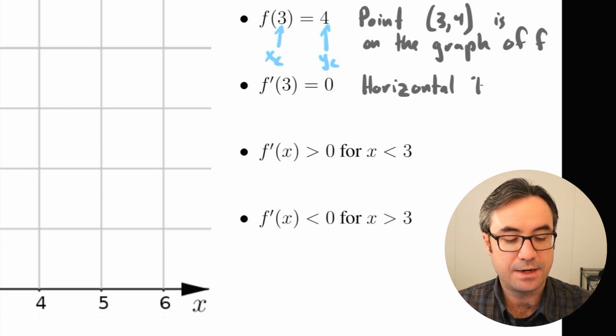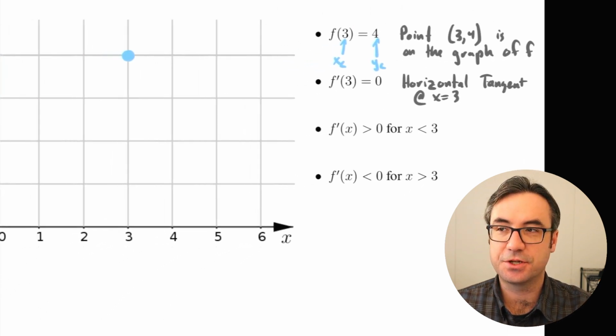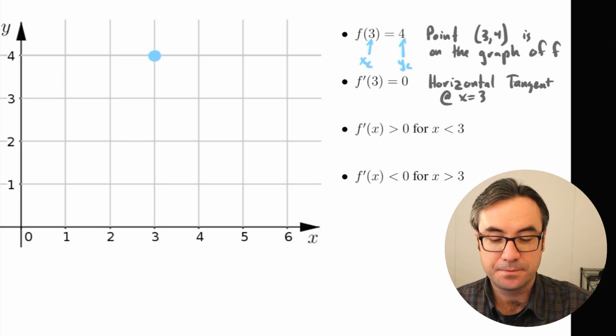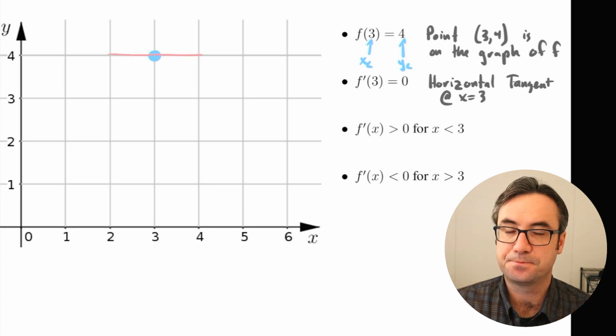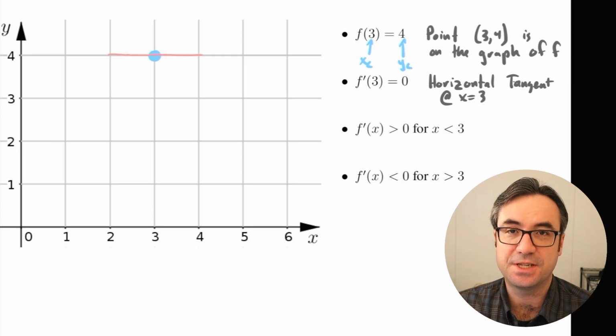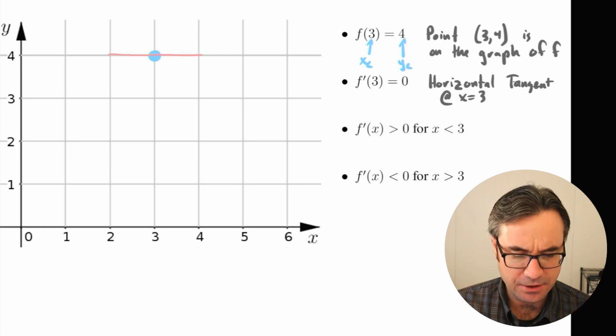So we have a horizontal tangent at x equals 3. All right, so let's just sketch that in just to help remind us. So at this point, we're going to have a horizontal tangent line. So our curve is going to have to flatten out, essentially, right there at x equals 3.